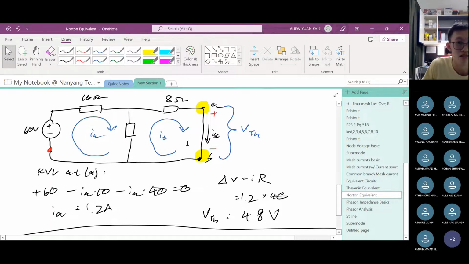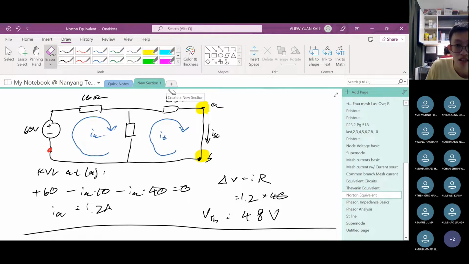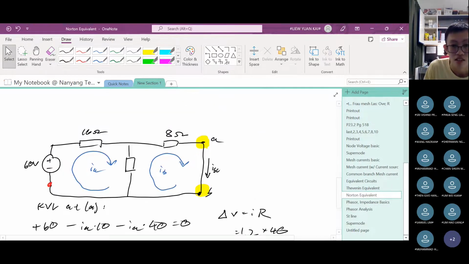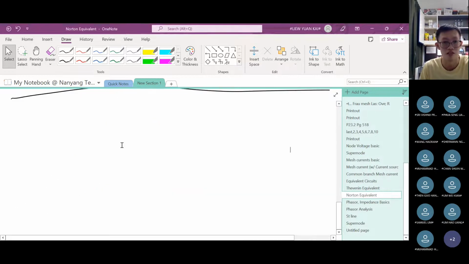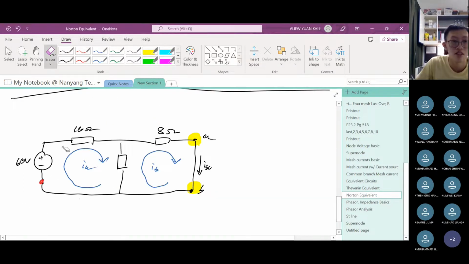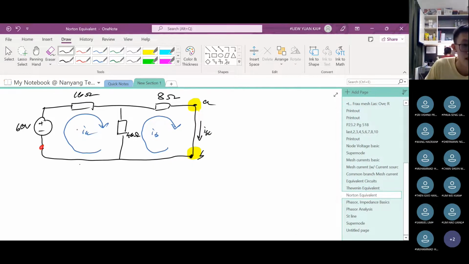Let me just bring down this whole. This is gone already. This is gone already. So let me take a picture of this. Oh, actually, the middle is 40 ohms. Okay. So this, and this is 40 ohms. So let's do KVL again. So Kirchhoff's voltage law at A.